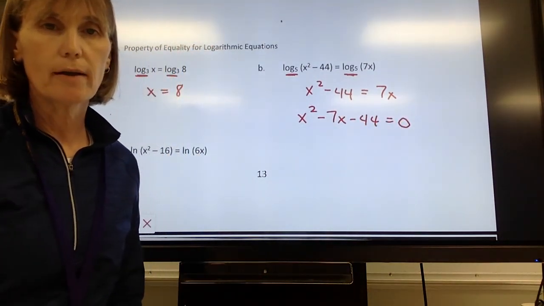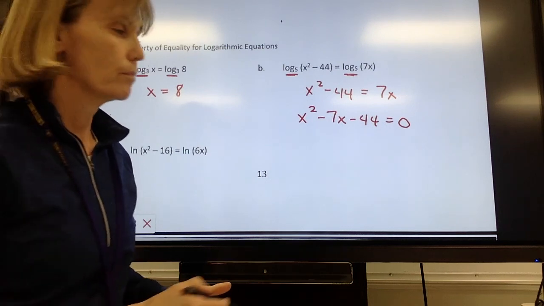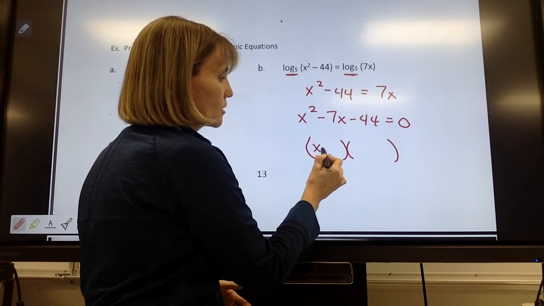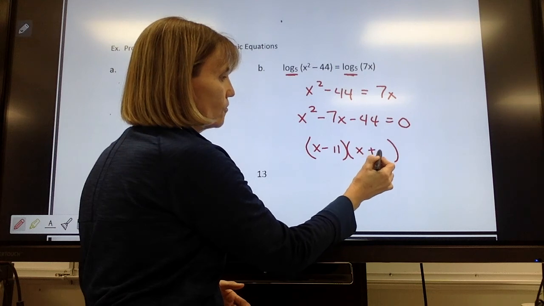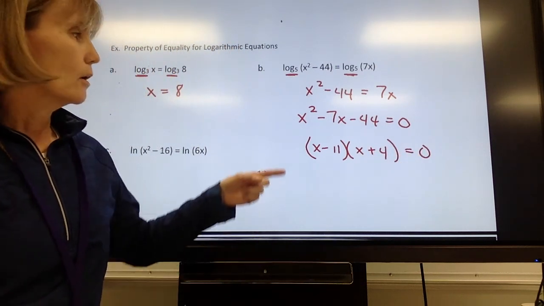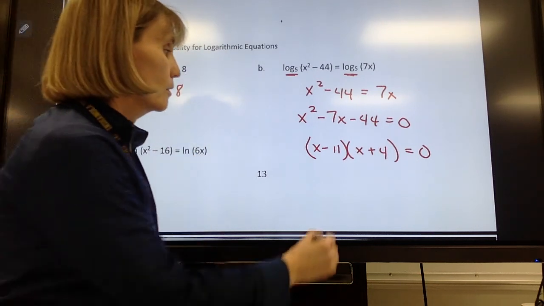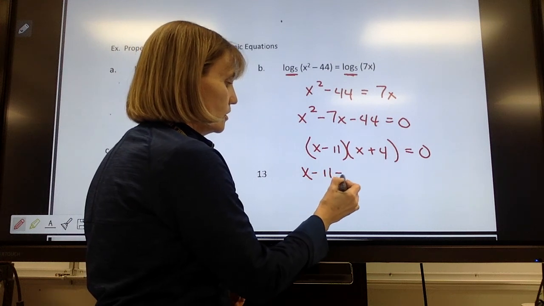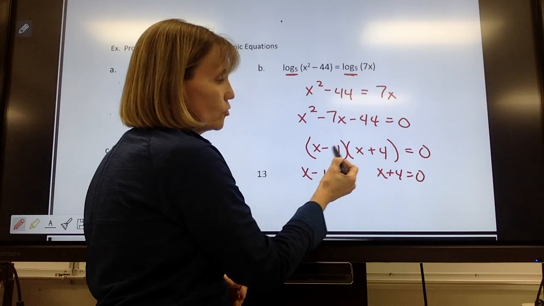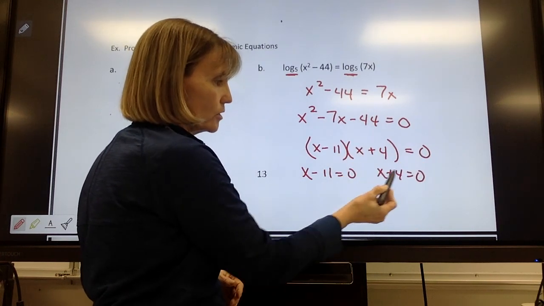How do we solve a quadratic? Well, one way we can solve it is we can factor it. This happens to be factorable. It's going to factor into x minus 11 and x plus 4. If your quadratic ends up not being factorable, we can always use the quadratic formula. I'm going to set these equal to 0. Anytime I have two things, if I multiply these two values together and I get 0, that means one of them has to be equal to 0.